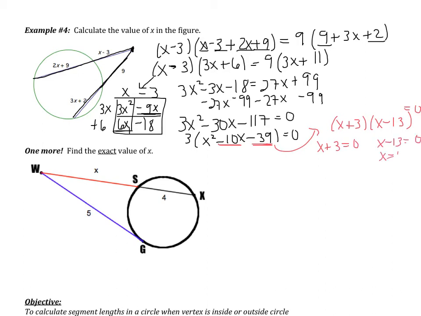I get x equals 13, x equals negative 3. Now looking at my figure, I need to make sure that both make sense. Well, when I substitute in negative 3, I have negative 3 minus 3, which is going to be negative 6. It does not make sense to have a segment that's negative 6. So negative 3 is not going to work. Our only answer is going to be positive 13.